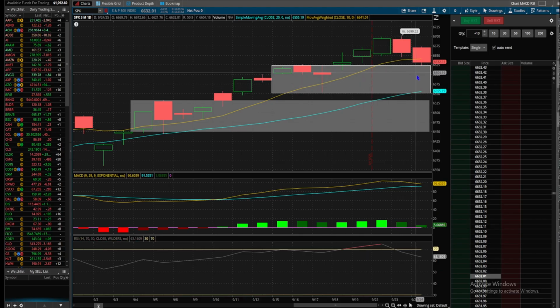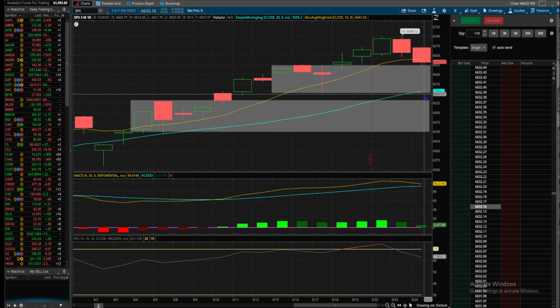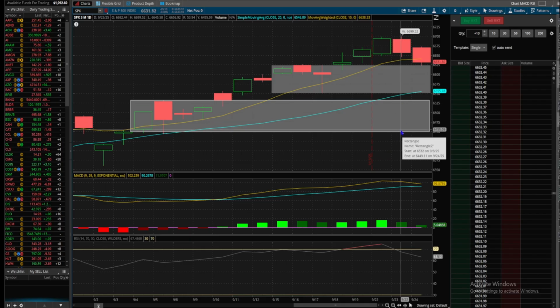If it were to continue through this zone, the next zone is here. We're looking at roughly, we'll just say, a $25 difference. So we can have a $25 move before it hits another zone in which price might decide to bounce off of, at any point within this zone of support.